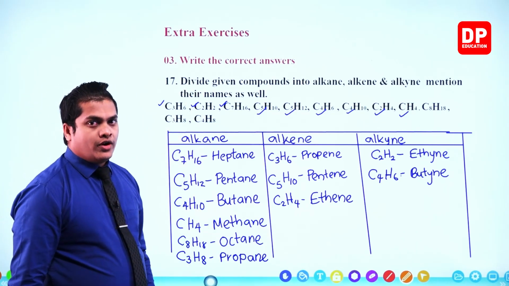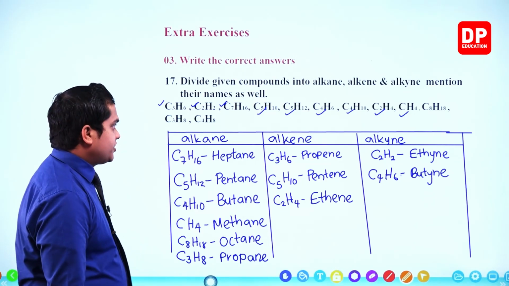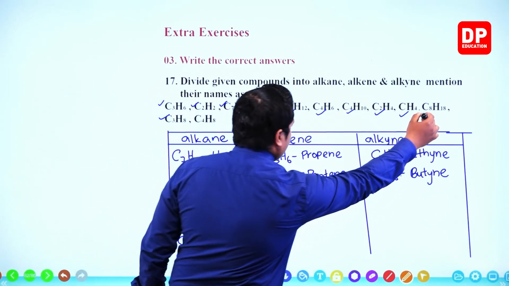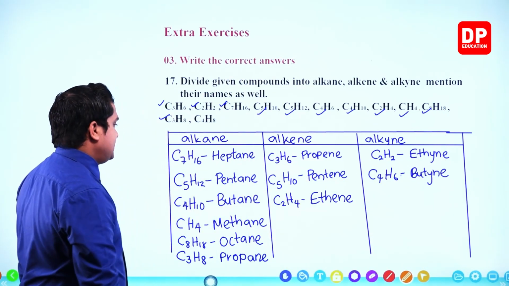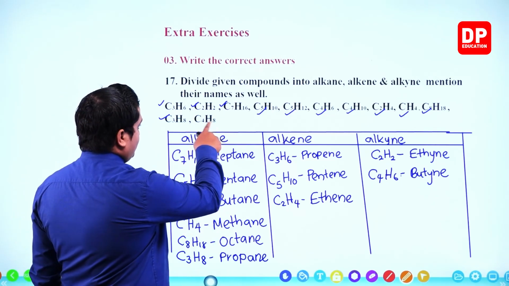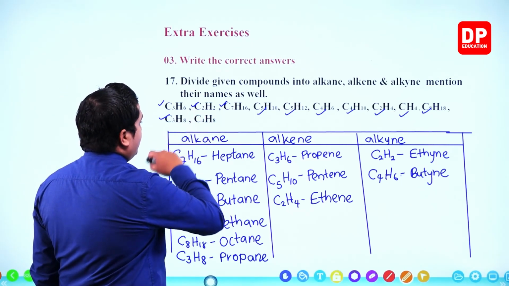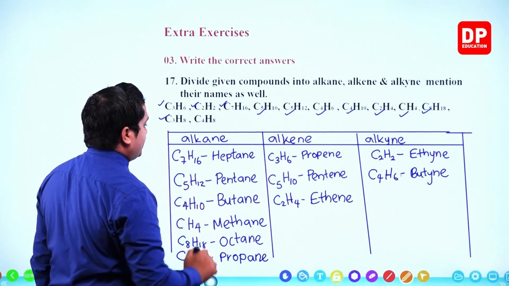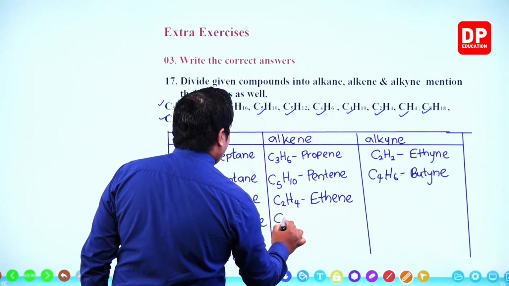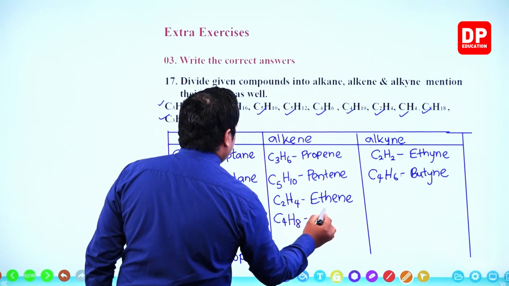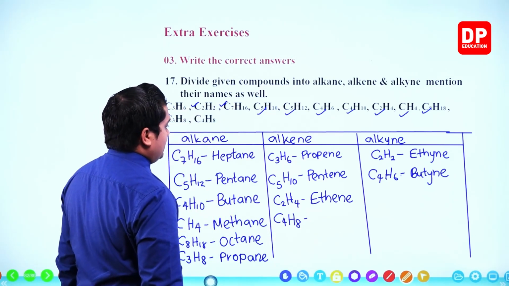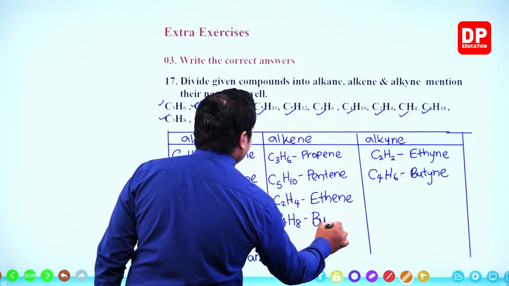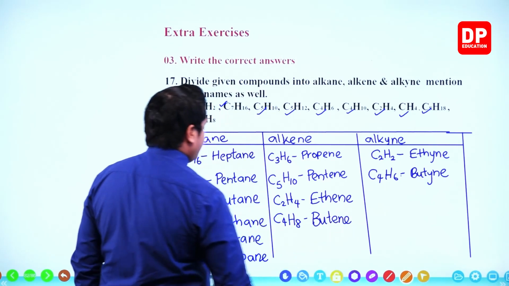Then C4H8, which is the final one. C4H8, my dear children, here you can see the hydrogen atom count is 2 times the carbon atoms. So C4H8 is an alkene which goes by the name butene.